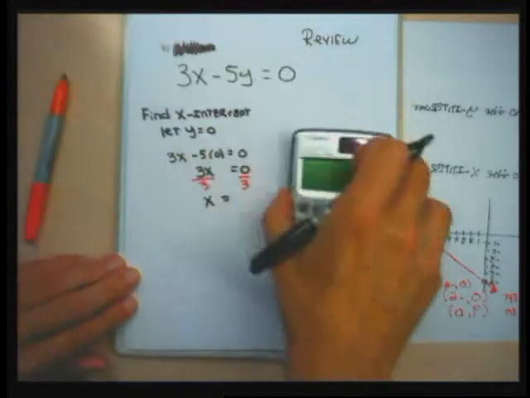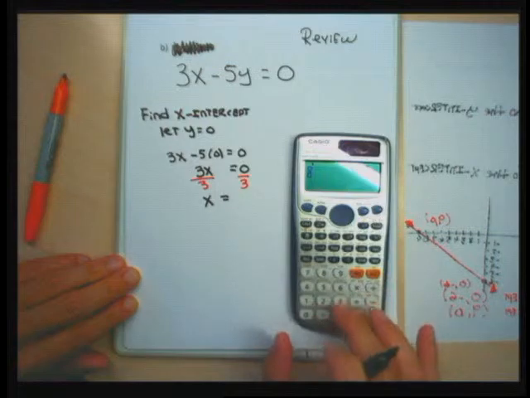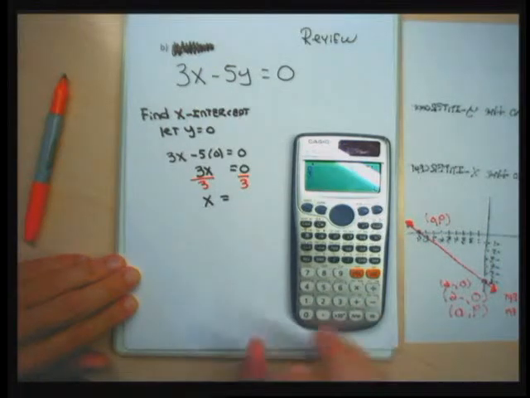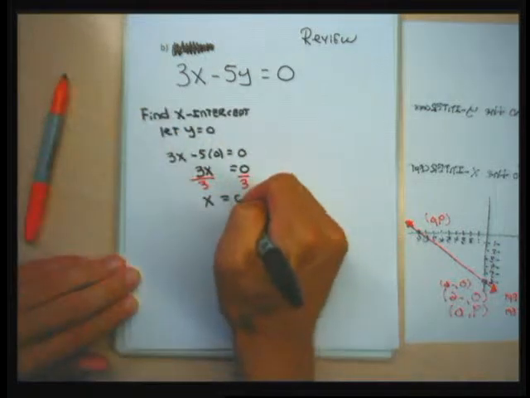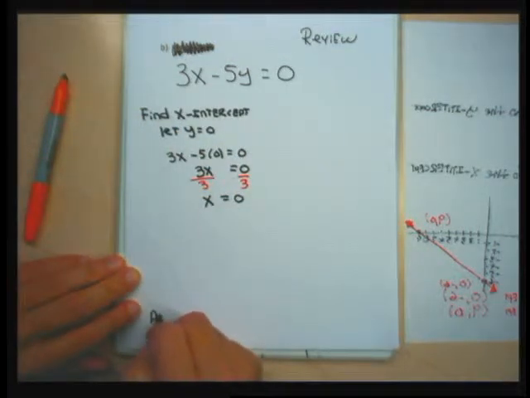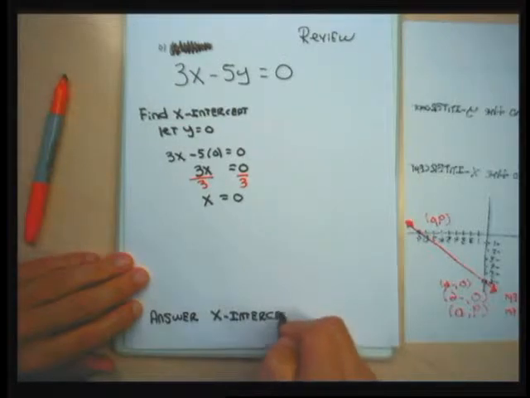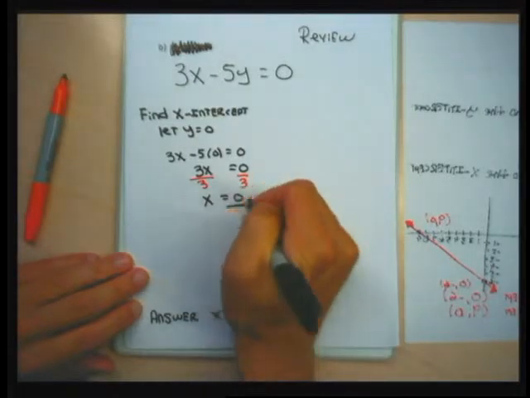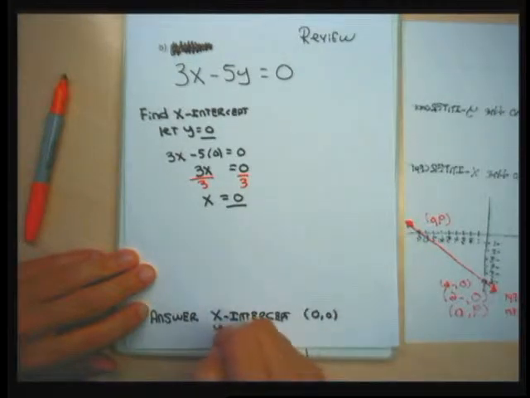On the right side I have a fraction with 0 in the numerator, and any fraction with 0 in the numerator is equal to 0, and it's not undefined. So I get x equal to 0. And for my answer, what I'm going to write for the x-intercept is that's the point x equal to 0, y equal to 0. So I'm going to write 0, 0 for the x-intercept.